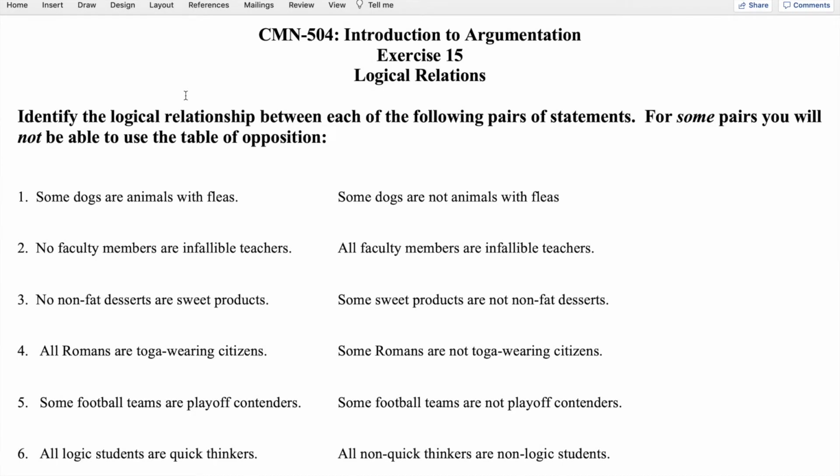So now we will review homework exercise 15, focused on logical relations. In this exercise, you need to identify the logical relationship between each of the following pairs of statements. For some pairs, you will not be able to use the table of opposition because the statements are not constructed using the same subject and predicate terms. But in those cases where you have the same subject and predicate terms, you may use the table of opposition.